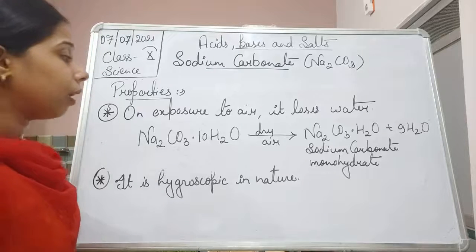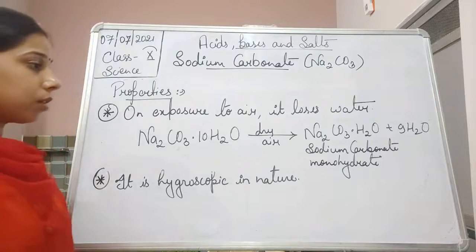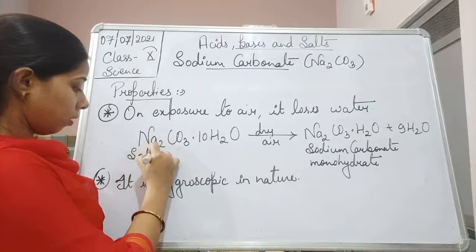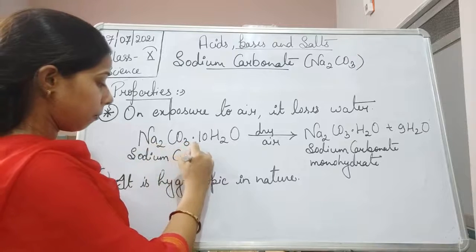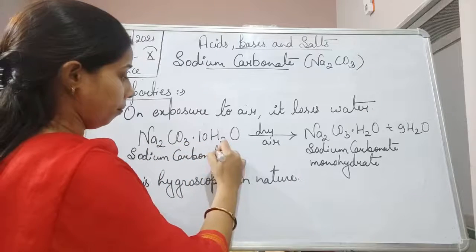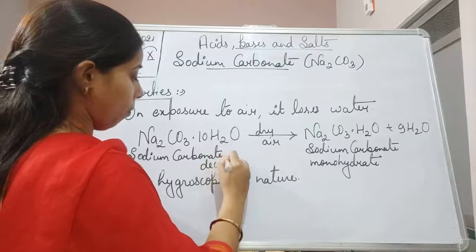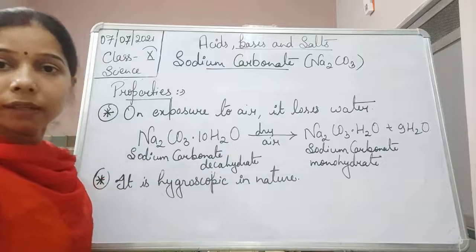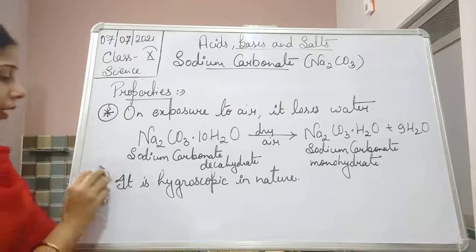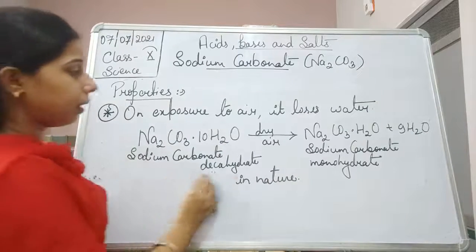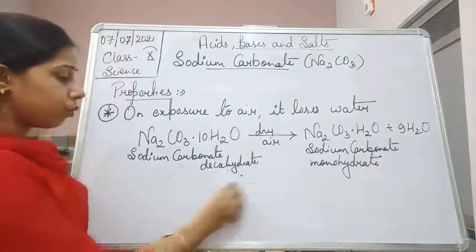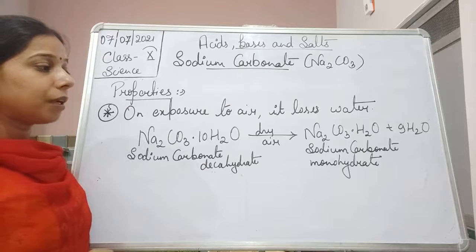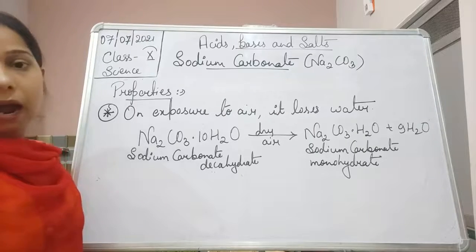So when this has 10 molecules, this is the sodium carbonate decahydrate. Sodium carbonate decahydrate. So when we heat it, or when it is exposed to air, it loses the water, which is water of crystallization, and finally it becomes sodium carbonate monohydrate.